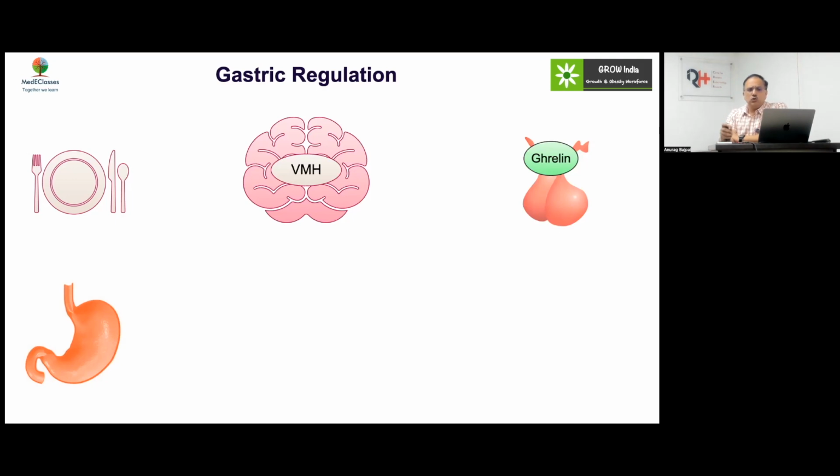Ghrelin is what? How do you get the name ghrelin? Ghrelin is an acronym for GH-relin. So it's a growth hormone releasing peptide. It was identified as a growth hormone releasing peptide.